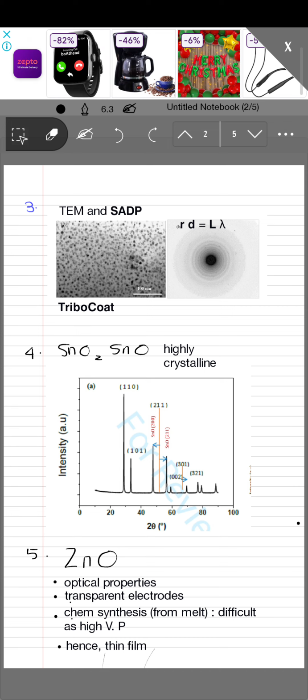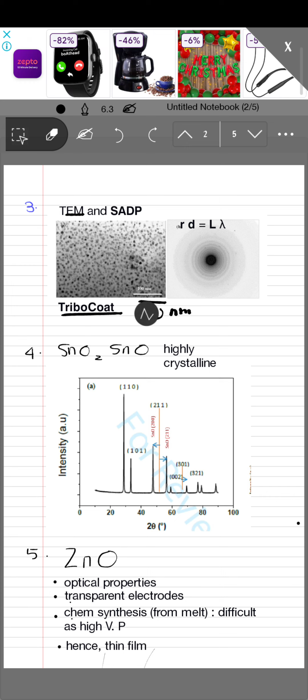Now this is a TEM image of a nanocomposite. You can see how small the material is. So if this is 100 nanometers, you can roughly find out the radius or the size of the nanomaterial. This is basically a composite material which is a tribological coating.